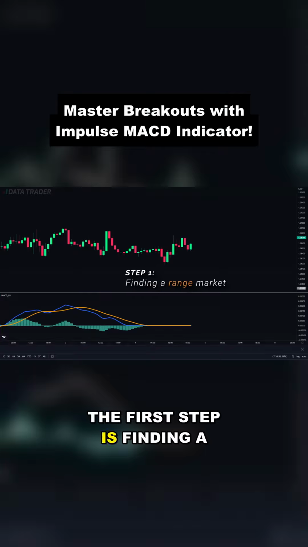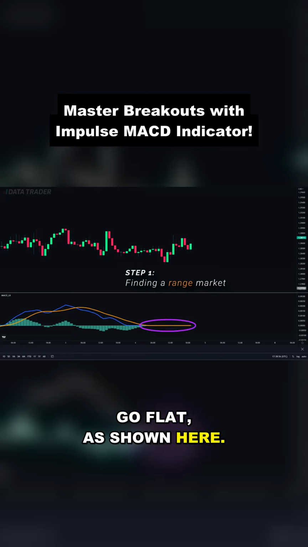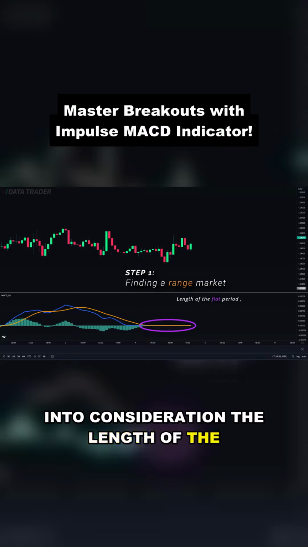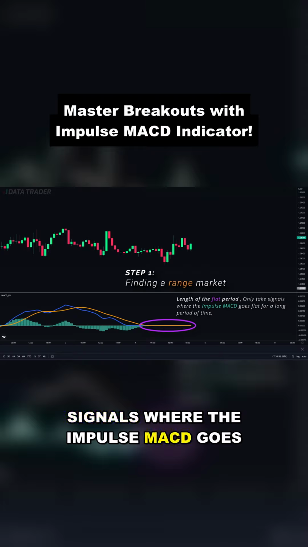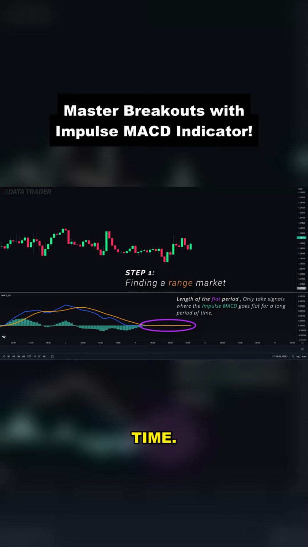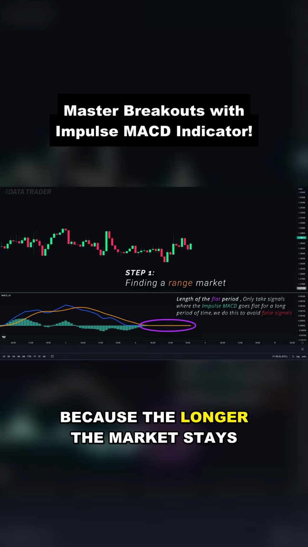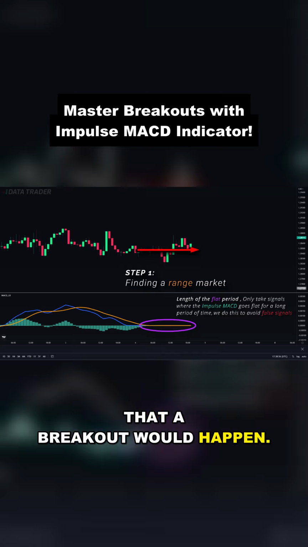The first step is finding a range market, and we can do that by waiting for the impulse MACD to go flat, as shown here. However, you also need to take into consideration the length of the flatness. Remember, we only want to use signals where the impulse MACD goes flat for a long period of time. We do this to ensure that we don't get a false signal, because the longer the market stays within range, the higher the chance that a breakout would happen.